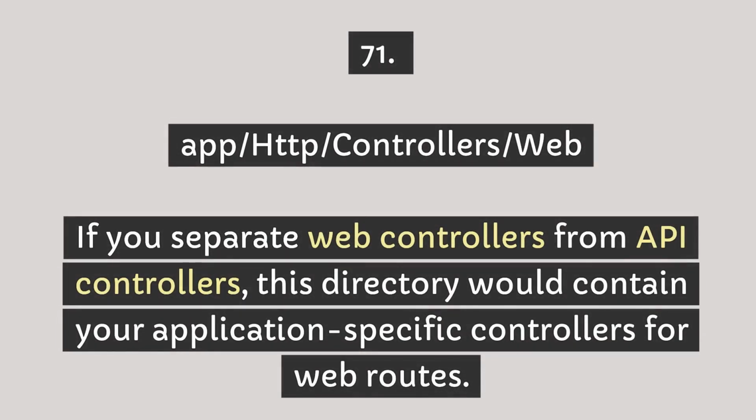71. App/Http/Controllers/Web: if you separate web controllers from API controllers, this directory would contain your application-specific controllers for web routes.